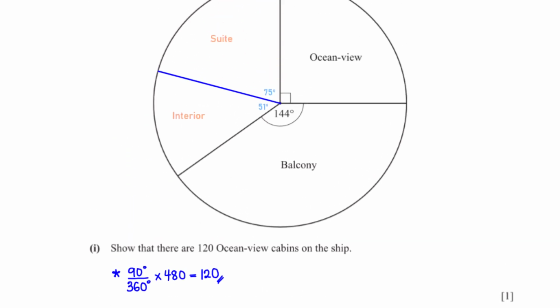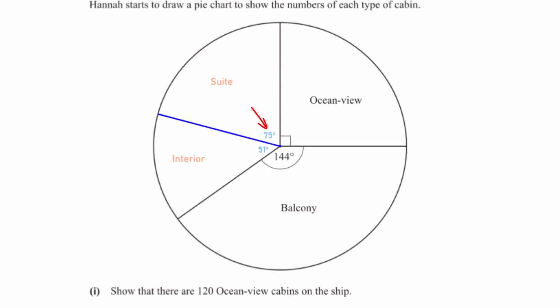Complete the pie chart. Using a protractor, we start by measuring the sector angle for the suite cabins, which is 75 degrees. The remaining sector angle, which is 51 degrees, would be for the interior cabins.